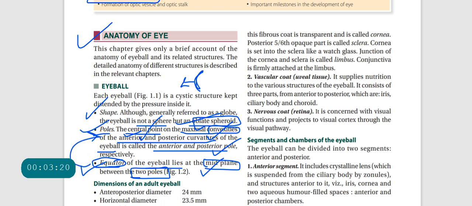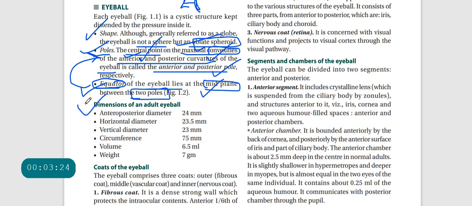The next is the diameter of the adult eyeball. The anterior posterior diameter of the adult eyeball is 24 mm. The horizontal diameter is 23 mm. Vertical diameter is 23 mm again, and the circumference is 75 mm. The volume of the eyeball, as we studied, is 6 ml or slightly 6.5. The weight of the adult eyeball is 7 gram.